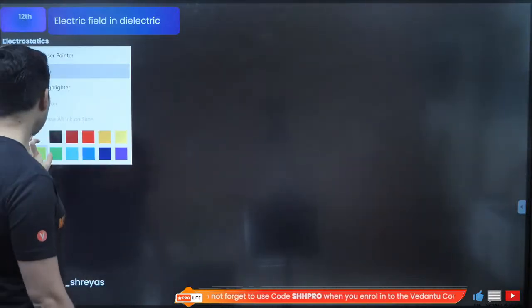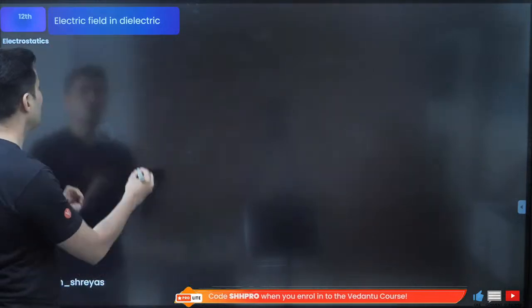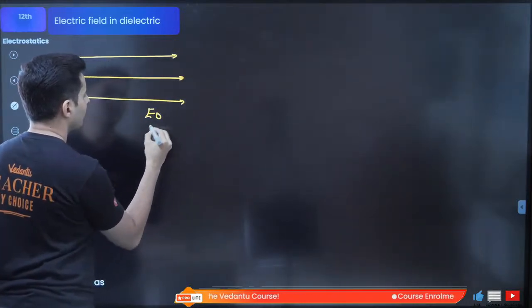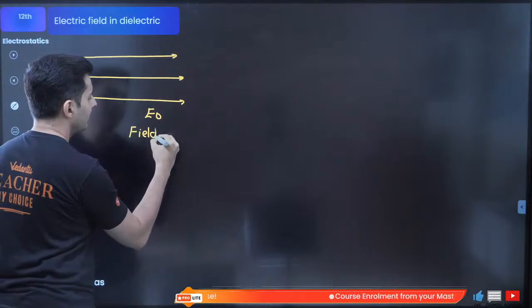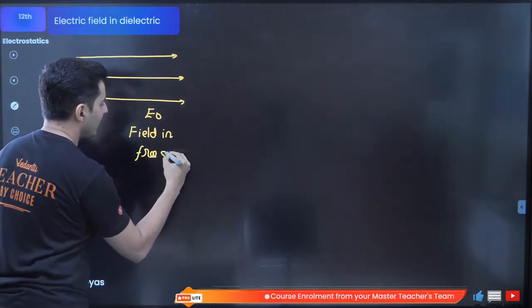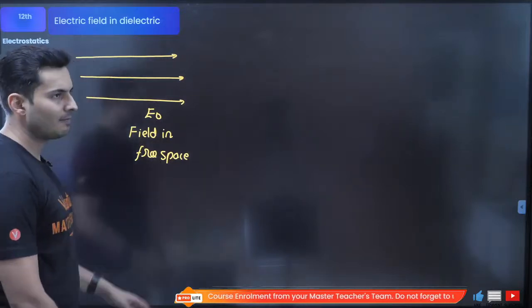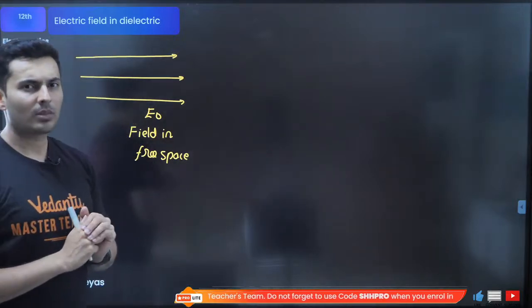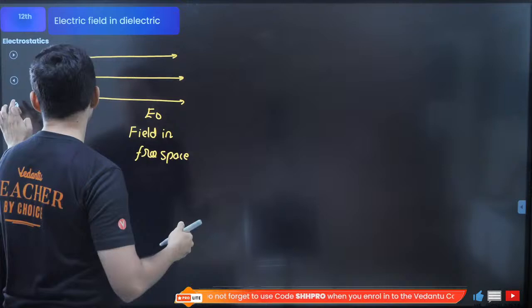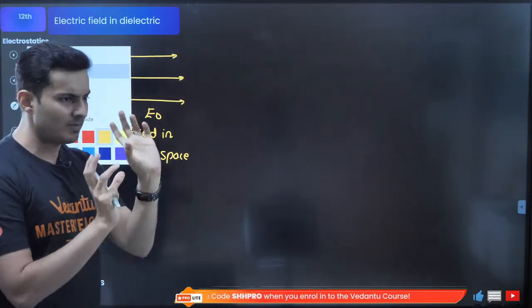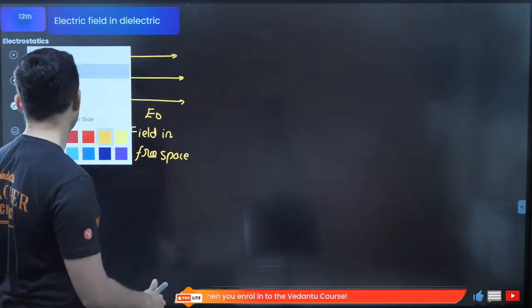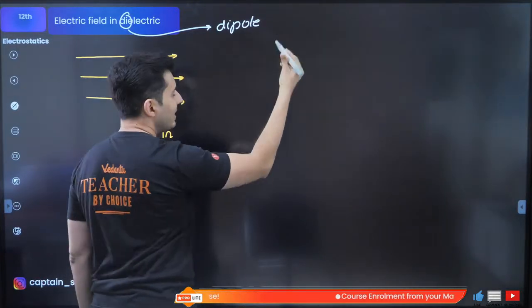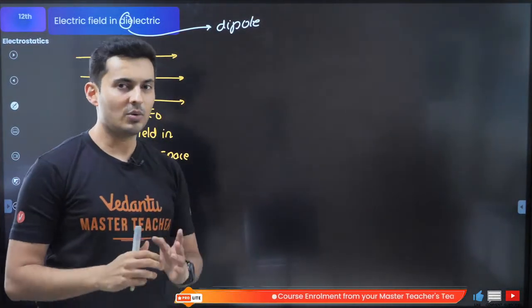So imagine this. You have electric field moving like this. This is, let's say, E naught. This is field in free space. Very, very crucial. Now this field lines travel in a medium. Now what happens is, a dielectric, basically die means something related to dipole. Now what is a dipole? I'll talk about it. This basically is related to your dipoles. Basically polarities are developed. I'll tell you how.